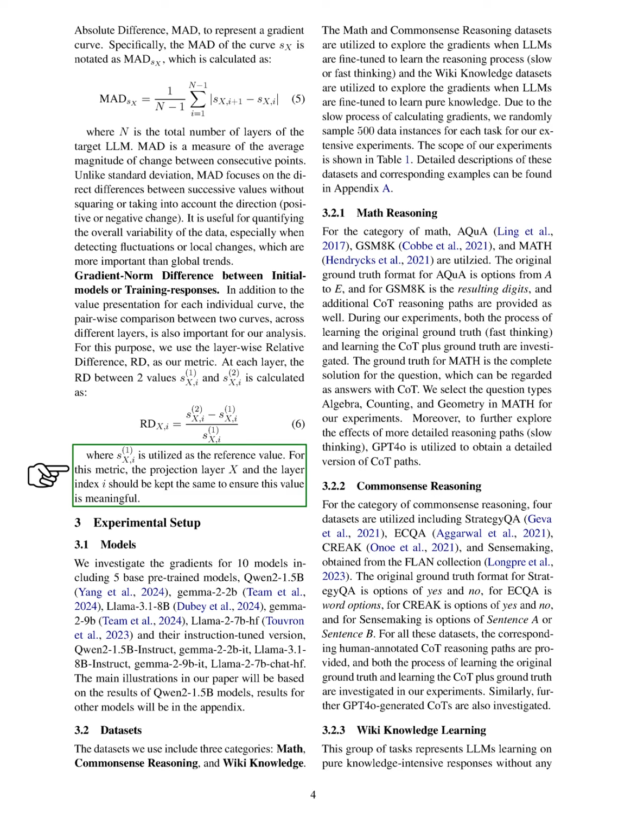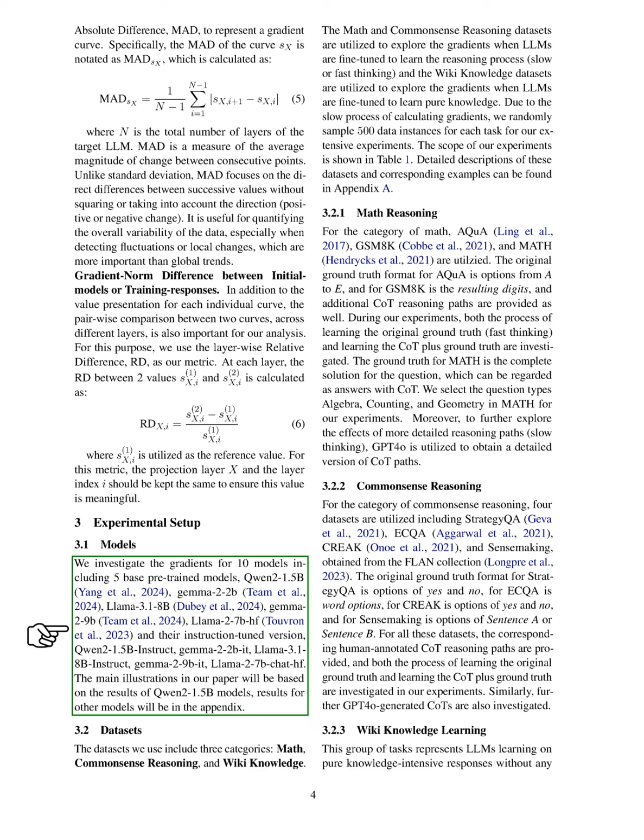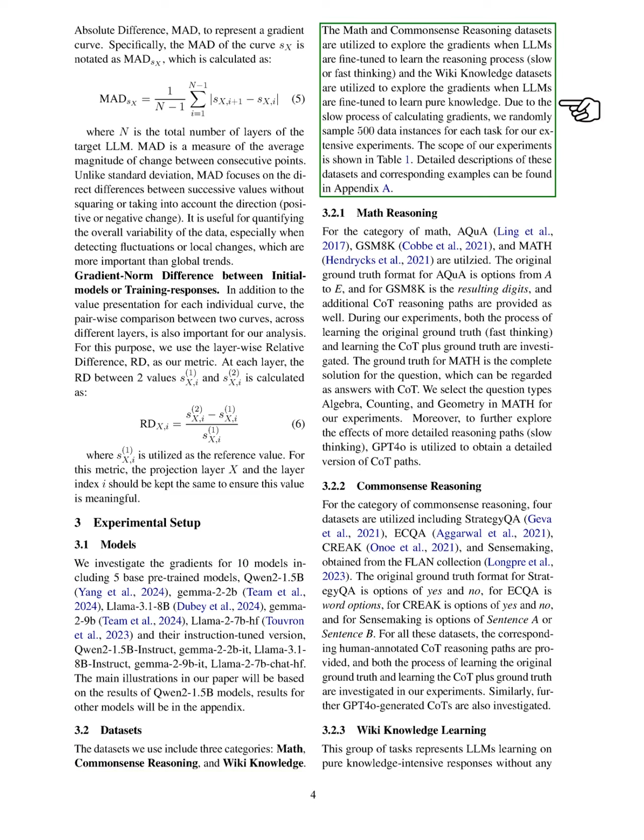We investigate gradients for 10 models, including 5 base pre-trained models and their instruction-tuned versions. Our main illustrations will focus on the Qwen 2 1.5b model, while results for other models will be included in the appendix. Our datasets fall into 3 categories: math, common sense reasoning, and wiki knowledge. We use the math and common sense reasoning datasets to explore gradients when LLMs are fine-tuned for reasoning processes, and the wiki knowledge datasets for learning pure knowledge.